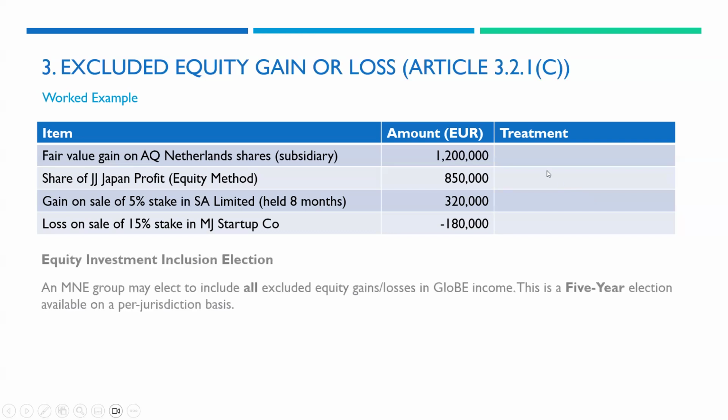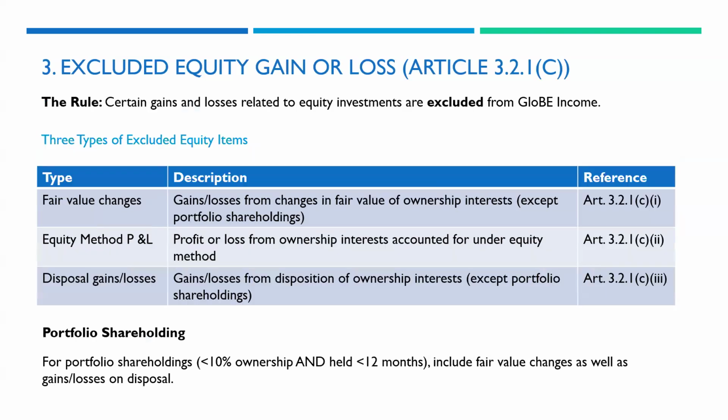All right. If this is clear, then there is another election. I told you there was an election in the dividends case. There is an election here also. The MNE group may elect to include all excluded equity gains and losses in globe income. Now let's say that I again don't want to segregate whether it's portfolio or non-portfolio. I don't want to get into the compliance risk. I can take a unanimous option that all these items, except equity method P&L, fair value changes and disposal gains in respect of all equity investments, are going to be included in my globe income.